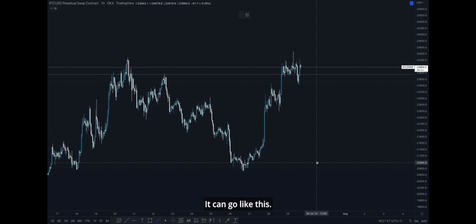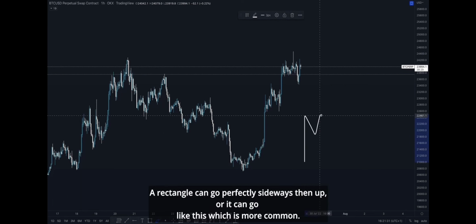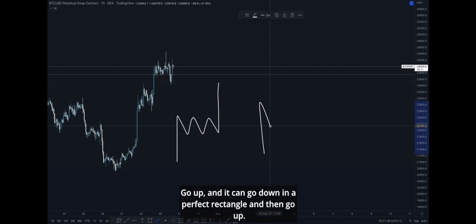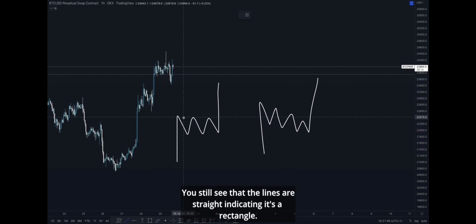It can go like this. A rectangle can go perfectly sideways, then up, or it can go like this, which is more common. Go up, and it can go down in a perfect rectangle, and then go up. All right, you see that? You still see that the lines are straight, indicating it's a rectangle.